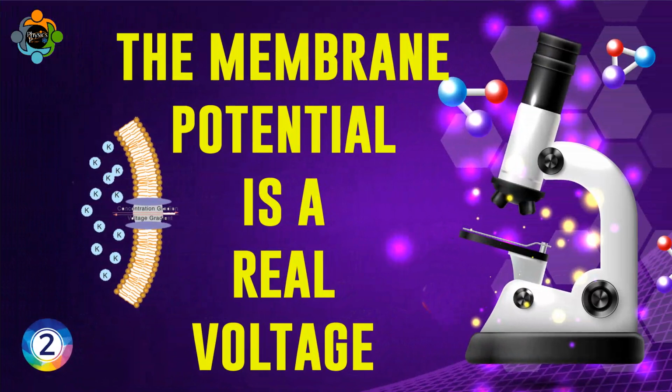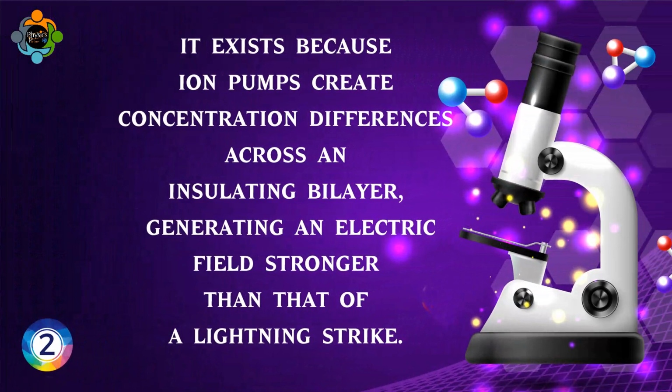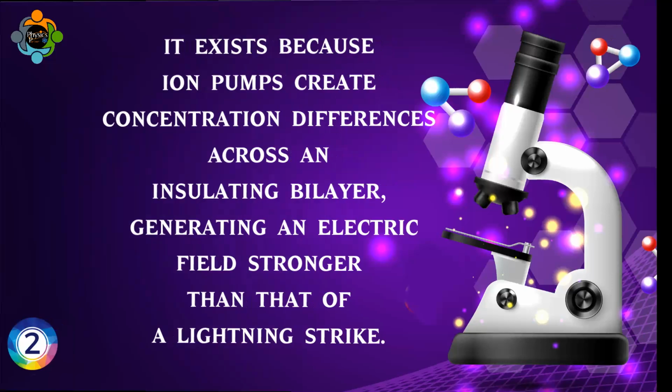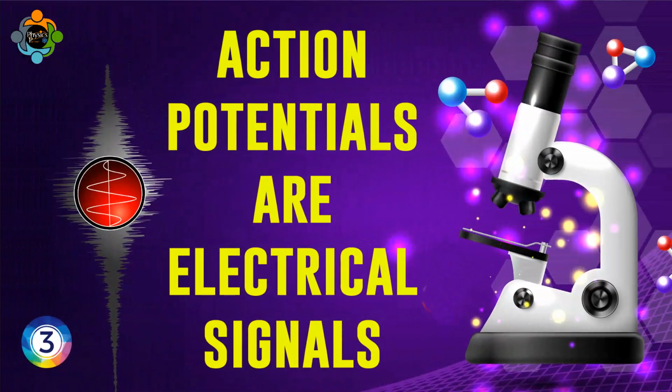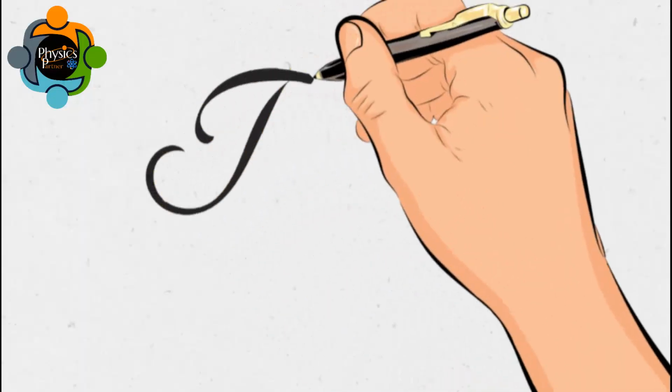Number 2, the membrane potential is a real voltage. It exists because ion pumps create concentration differences across an insulating bilayer, generating an electrical field stronger than that of a lightning strike. Finally, the third, action potentials are electrical signals. They are produced when voltage-gated ion channels open in sequence, allowing ions to rush down their gradients and reverse the membrane voltage in milliseconds.